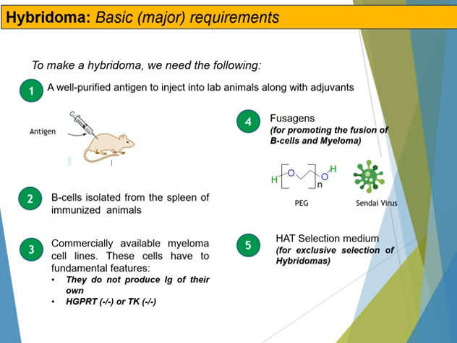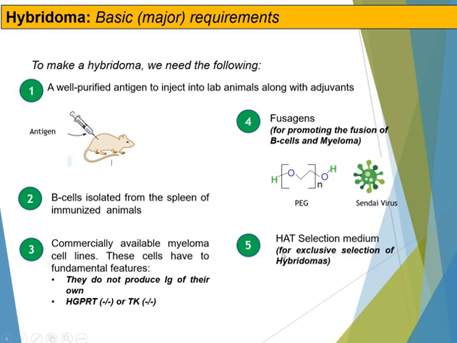Then we would need some fusogen. What is a fusogen? They are the agents that promote fusion of B cell and myeloma. The fusogens could be chemical fusogens like PEG, polyethylene glycol, and biological fusogens like Sendai virus, which also promotes fusion of B cell and myeloma. When the fusion happens, what do we want? We want specifically the hybridoma. From a mixture of B cell, myeloma, and hybridoma, we just want hybridoma. For that, HAT selection is used.